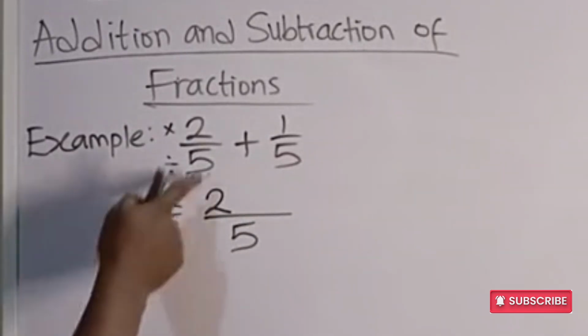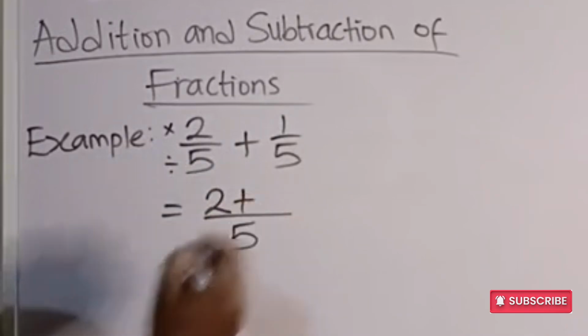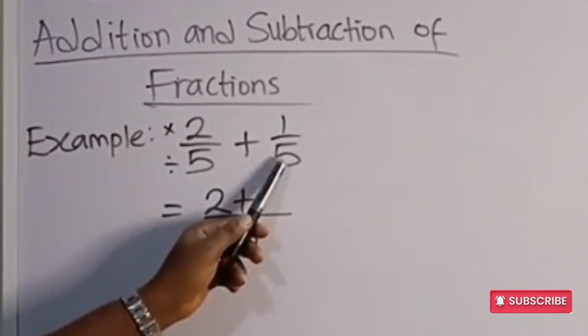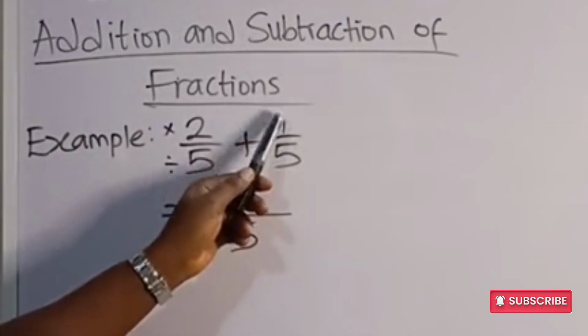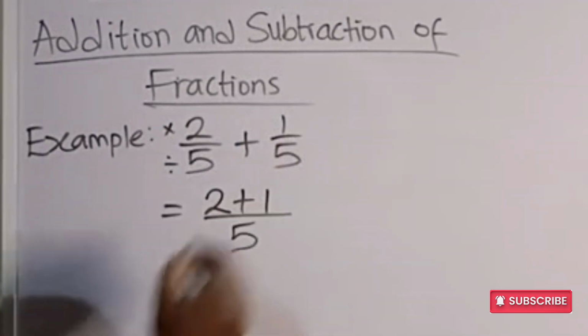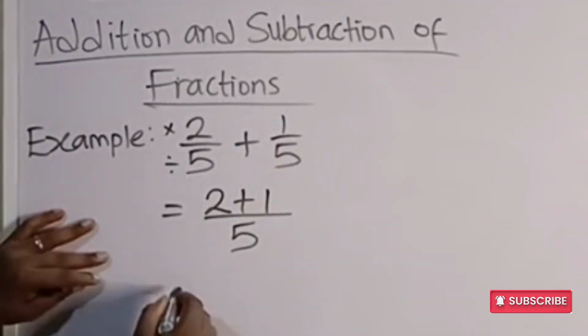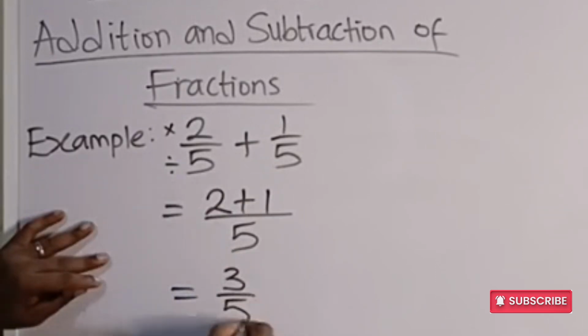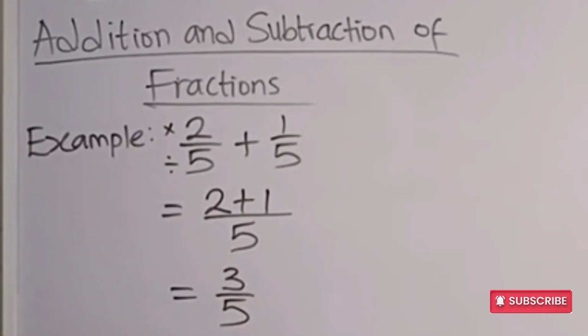So write it down. I'll bring the plus sign down. 5 divided by 5 gives you 1. 1 times 1 gives you 1. So in this situation, 2 plus 1 gives you 3. So we have 3 over 5 as our answer. So when adding fractions with the same denominator, it's very easy, right? Let's look at another example.